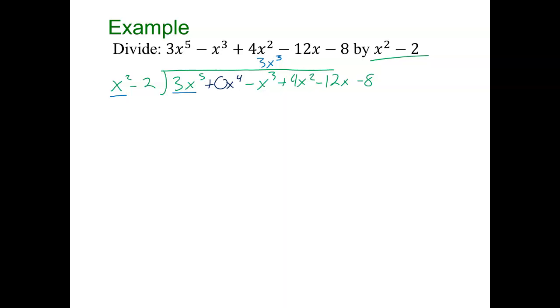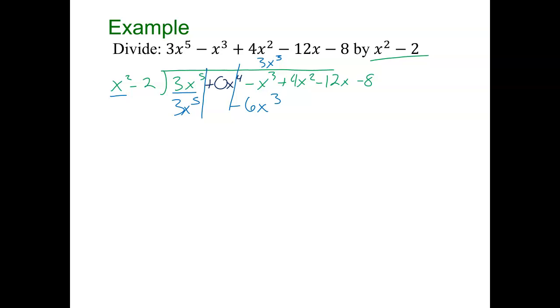Same thing that we always do. What's up here by the divisor? 3x to the fifth. And then, what did you say? Negative 6x cubed. Okay? Now, sometimes we don't end up with anything there. It happens. I can just skip over it.